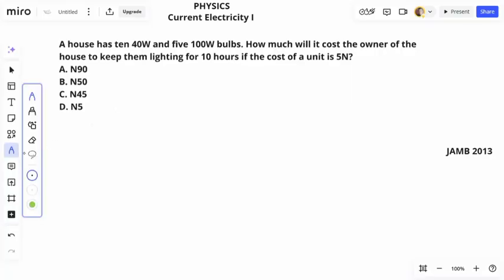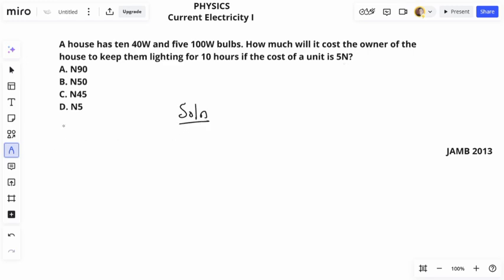Still understanding the concept of calculating the cost of electrical energy, we're going to take this question, which says a house has ten 40 watt bulbs and five 100 watt bulbs. How much will it cost the owner of the house to keep them lighting for 10 hours if the cost of a unit is 5 naira? So we'll quickly examine that.